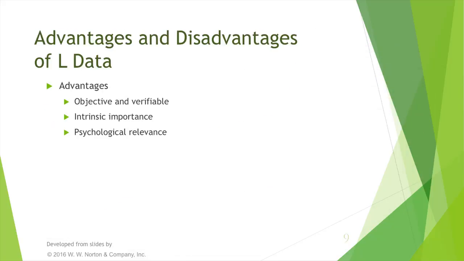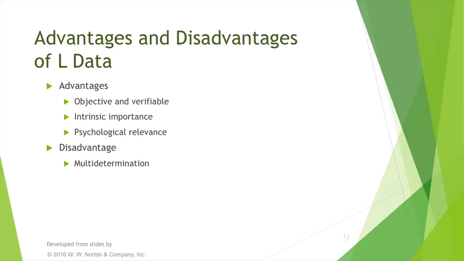Some of the advantages of L data is that archival records are not prone to biases like S and I data. They are objective and verifiable. Another advantage is that L data represent outcomes that have intrinsic importance. They tell us about a target's criminal behavior, their health, their employment status, and so on, and these are either strongly affected by or are informative about psychological variables such as personality.